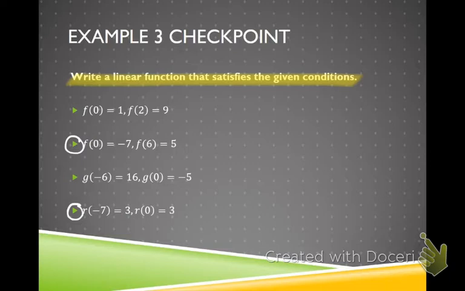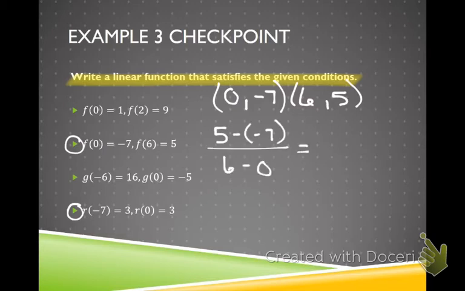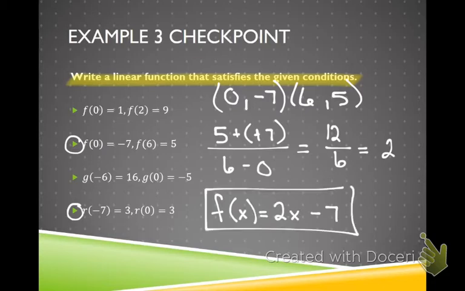All right, so let's practice the second and the fourth ones real quick. You've got to make your ordered pairs, find your slope, y-intercept, and then plug it in and write your linear function. Okay, so 0, negative 7 and 6, 5. So 5 minus negative 7 over 6 minus 0, 12 over 6 is 2. What's my b value? My b value is negative 7, so it's f of x equals 2x minus 7.